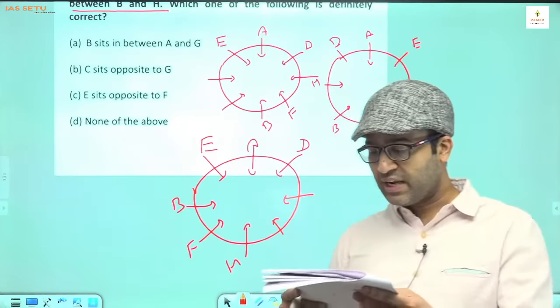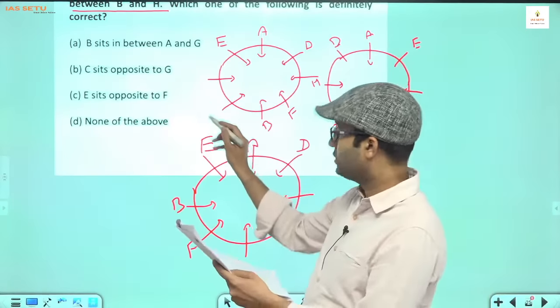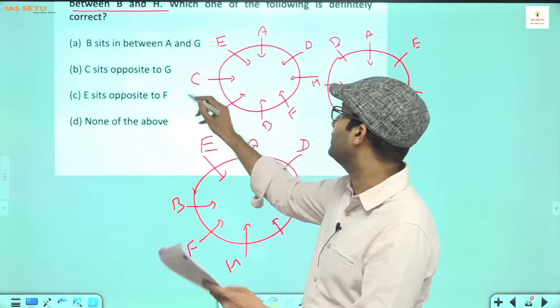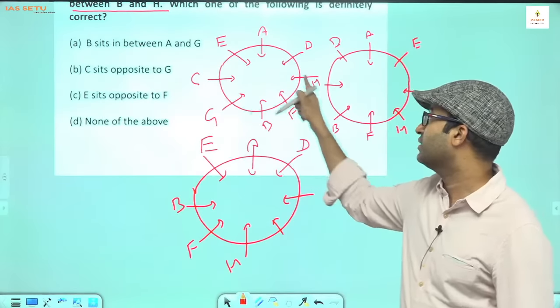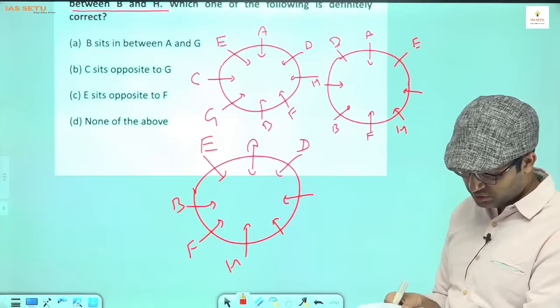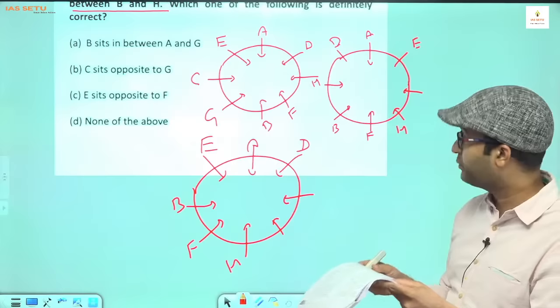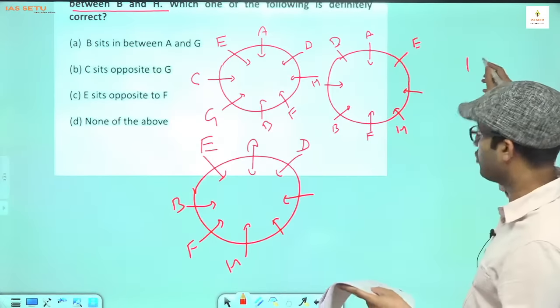B and D sit neither adjacent to C nor opposite to C. I tell you, C here, G here, C here. You can check, C is neither opposite to B or D nor adjacent. So in this, it is asked which of the following is definitely correct. B sits in between A and G. Wrong, one is wrong. What is B saying?